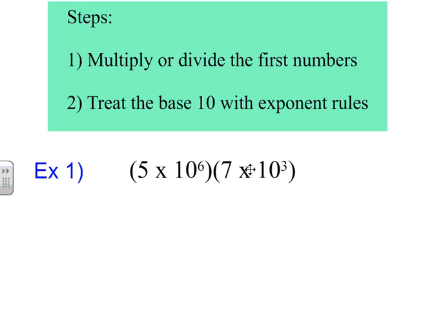So here we have this one. So again, this is a multiplication problem, so we're going to multiply these first numbers. So 5 times 7 is 35. And we're going to treat the base 10 with exponent rules. So since we're multiplying, 6 plus 3 is 9.